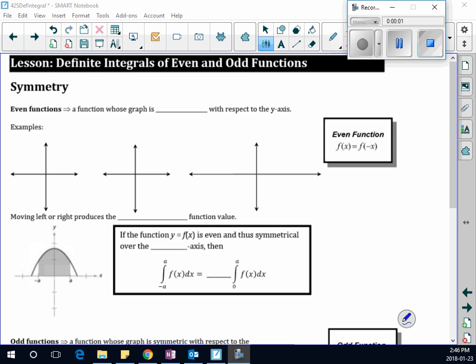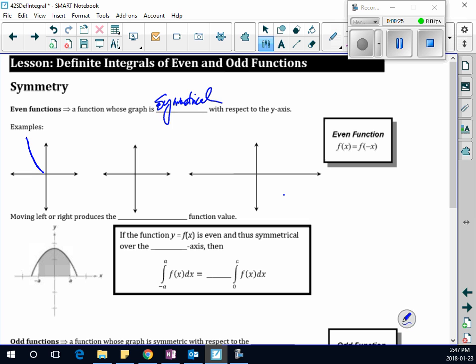Okay, so even and odd functions, we kind of discussed this already in grade 12. An even function is a function whose graph is symmetrical with respect to the y-axis. So I'll draw some examples.